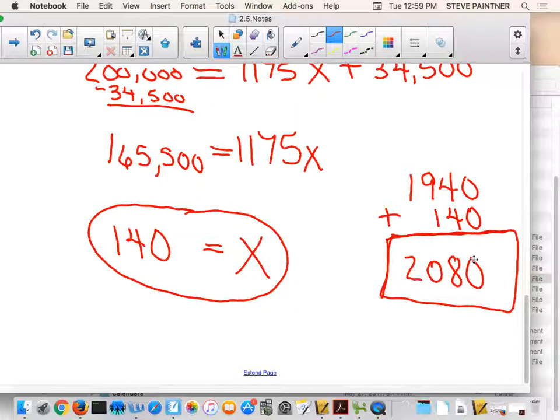Over here, did I get everything? Blue worksheet 2.4? Nope.